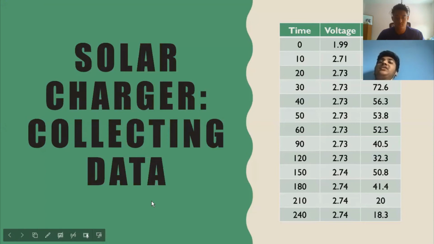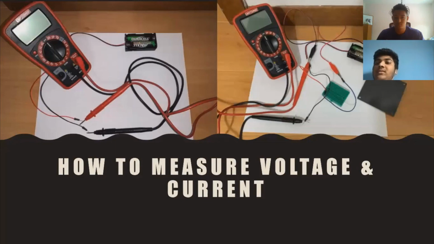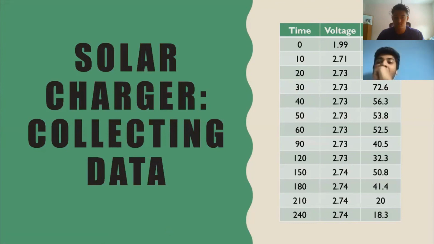So collecting data. We used our solar charger to charge up our batteries for around 4 hours. The first thing we did is we found the voltage at the beginning before we started charging it at all. And the two batteries had a voltage of 1.99 volts. And the current they were producing was around 61.8 milliamps. As we go on in time, you can see the voltage stabilizes to around 2.74 volts, and the current drops. Go to the next slide.